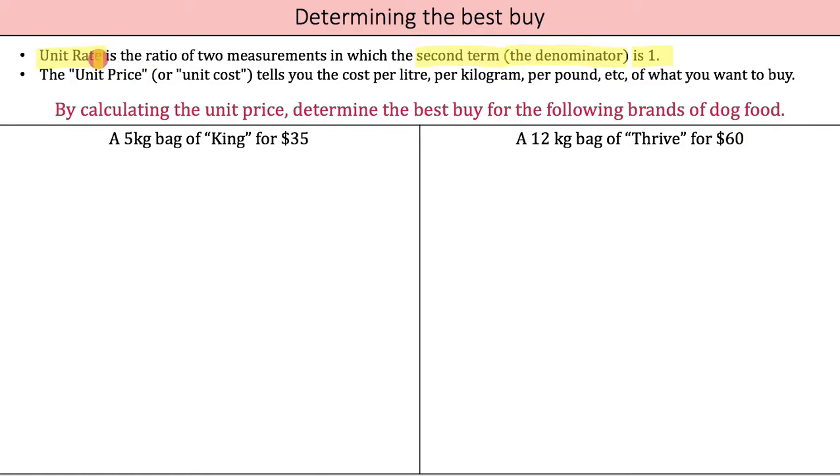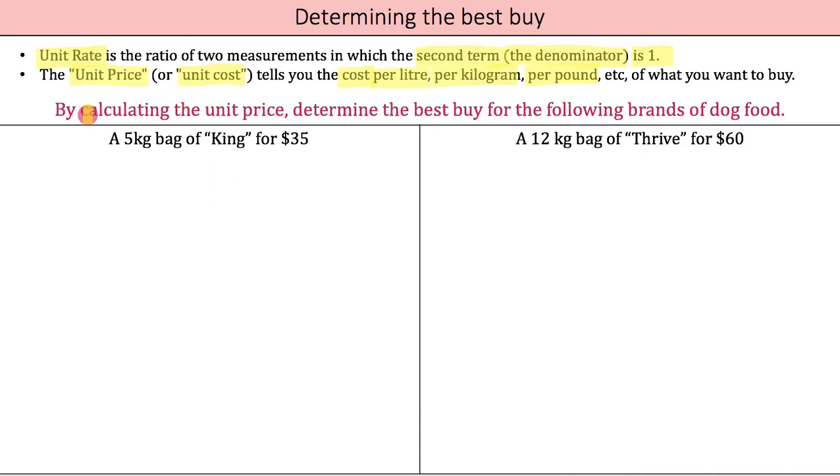Now, a special type of unit rate is the unit price or the unit cost, which is simply a unit rate when we're dealing with money. So this tells you the cost per litre, per kilogram, per pound, etc. of what you buy. By finding the unit price or the unit cost, we can compare deals and figure out which is the best value for money.